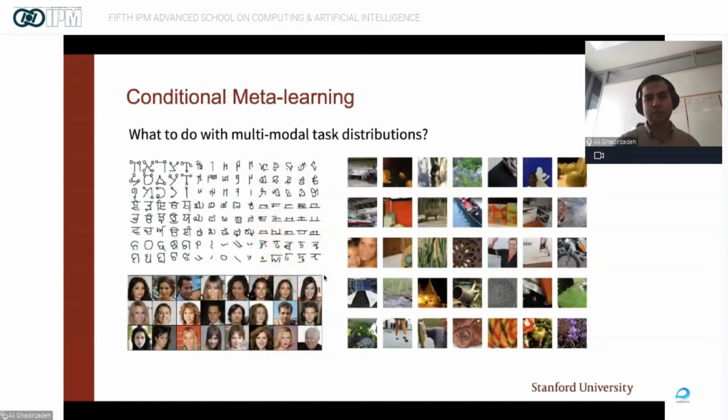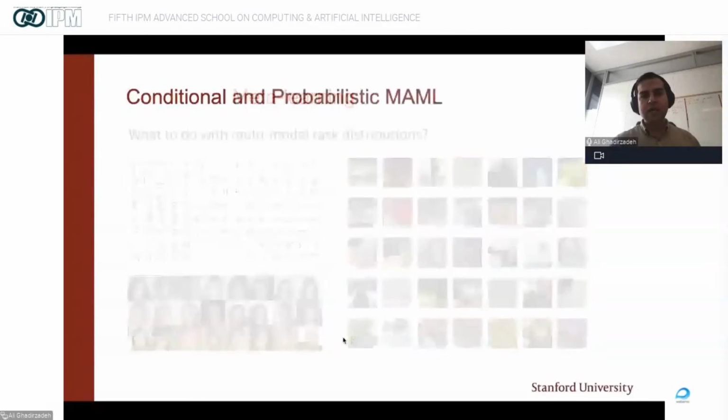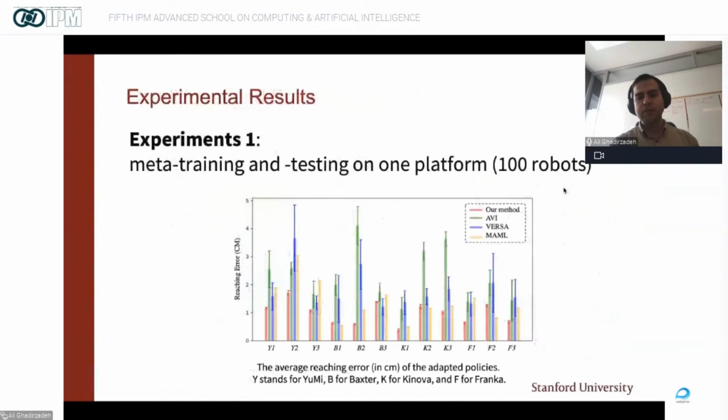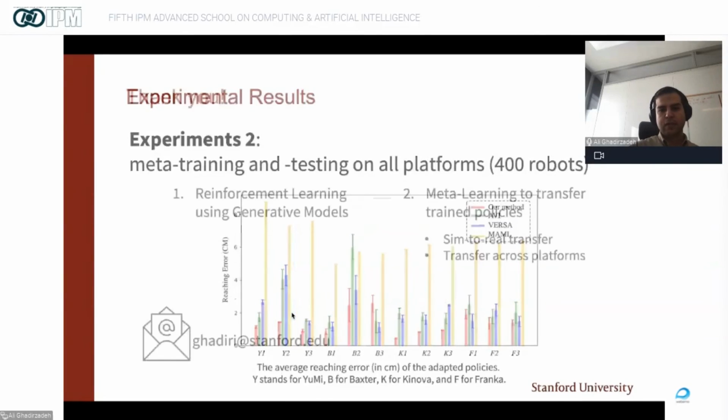Another thing is conditional meta-learning. Sometimes task data come from a multimodal distribution. Here, for example, we have 3 different categories of task data, and for that we need conditional meta-learning. Here is one of our recent works, in which we try to extend MAML into a probabilistic and conditional meta-learner, and then we applied this meta-learning framework to solve our multitask robot learning. Here are some results showing that for reaching tasks, our algorithm performed much better compared to any other meta-learning algorithm that exists today.